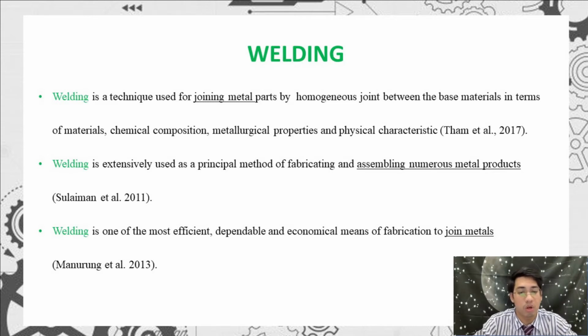Before we go deeper into our scope, let us start with a wider scope here. Welding. Welding is one of the joining methods we use in joining metal. Welding joins metal by creating a homogeneous joint between base materials. According to Manurung et al., welding is one of the most efficient, dependable and economical methods in joining metal during fabrication. Today, welding is a main method in joining metal to make and fabricate products.